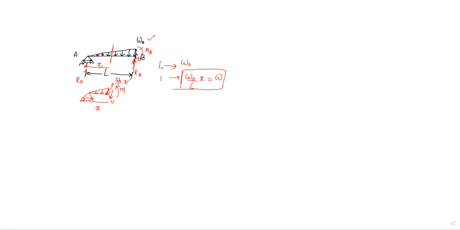Now we know from statics that a distributed load can be represented as a concentrated load acting at the centroid. Therefore, we can also represent this load in terms of a single concentrated load.